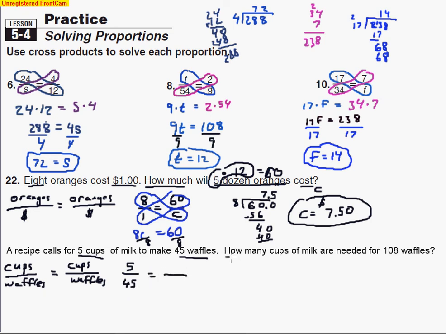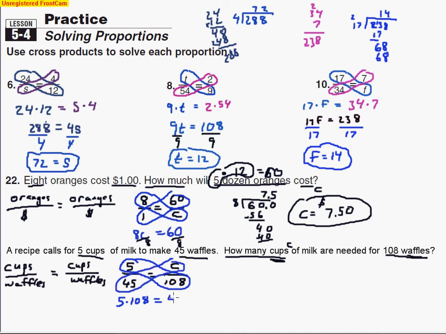How many cups? That's the unknown right there. Let's use C again for that. We don't know how many cups, but I know cups goes on top, needed for 108 waffles. See, waffles again, that number goes on the bottom. All we're going to do is the cross products, just like before. We multiply 5 times 108 and set that equal to the other one. So 5 times 108 equals, well, we'll multiply the 45 and the C.